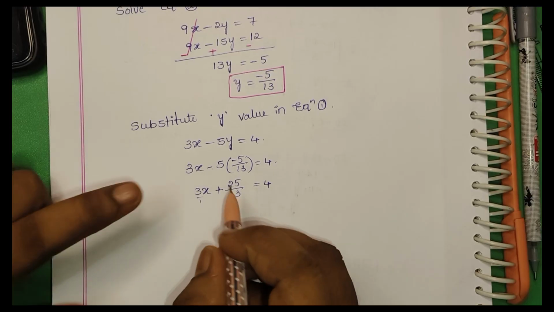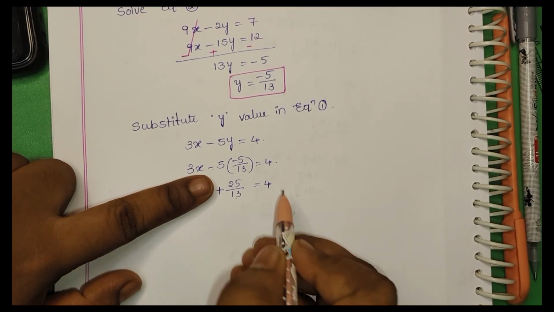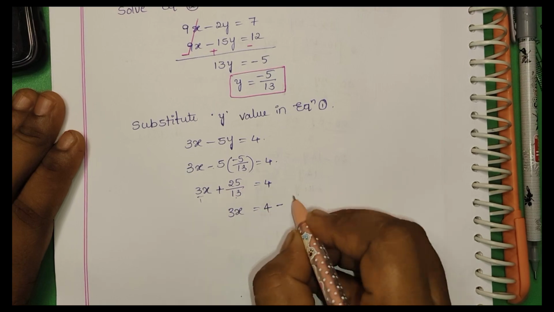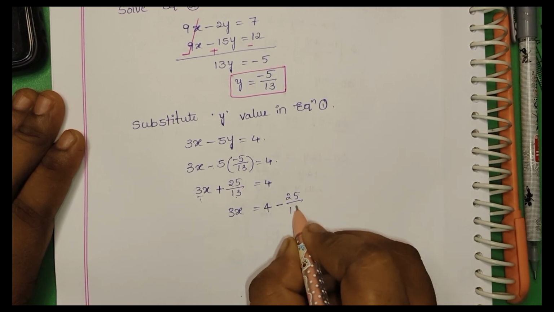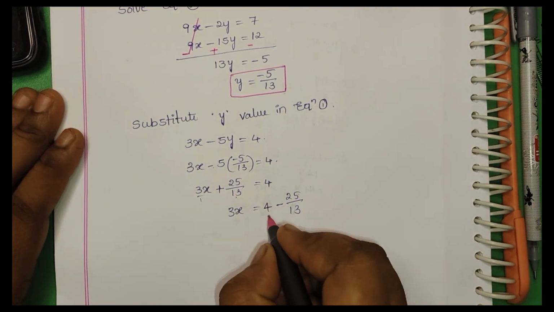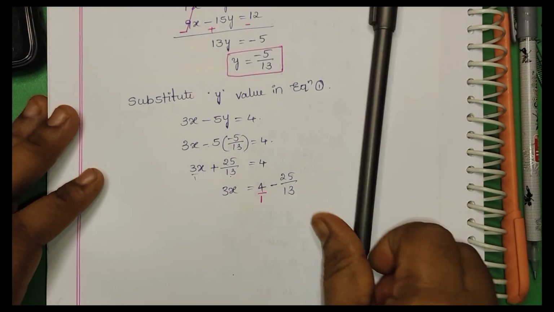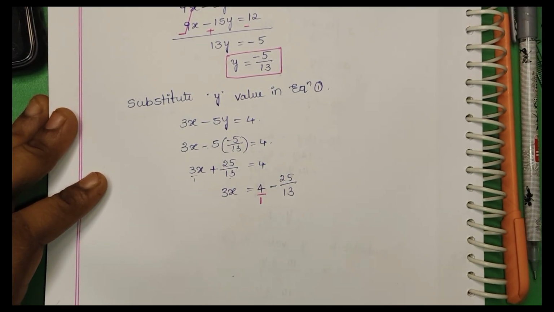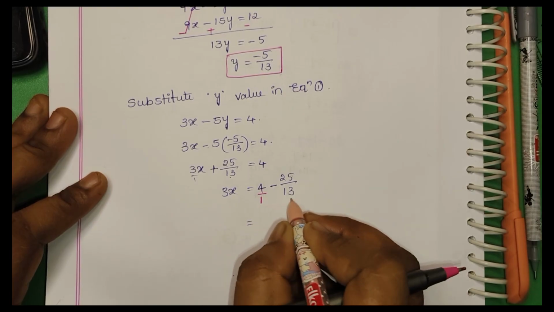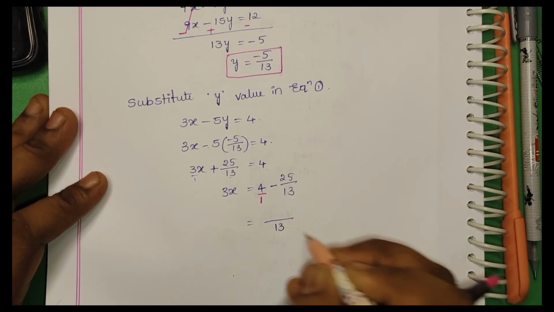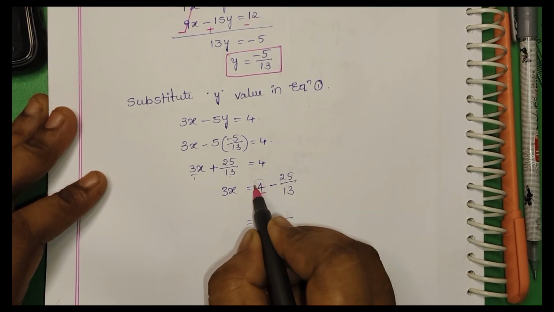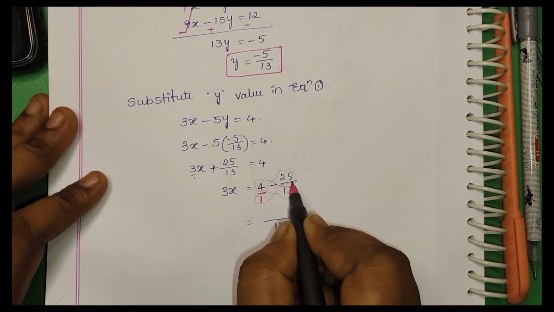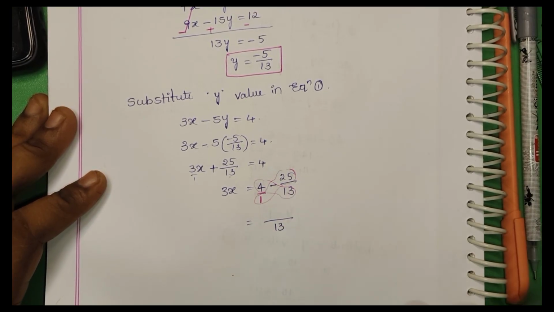Now substitute this y value in equation number 1: 3x minus 5y equals 4. 3x minus 5, in the place of y substitute minus 5 by 13, equals 4. Minus into minus becomes plus, 5 fives are 25 by the same denominator 13, equals 4. First keep 3x only on the left hand side, and transpose the constant terms to the right hand side. 4 is already there, so 4 minus 25 by 13.